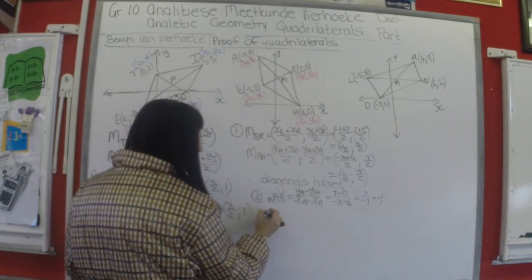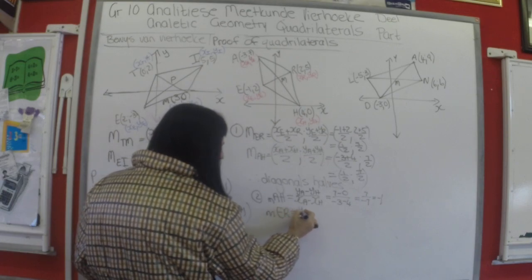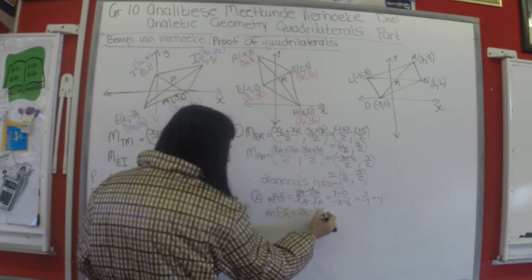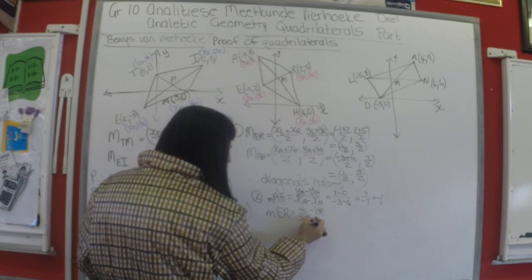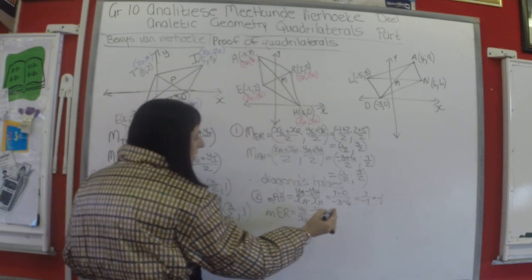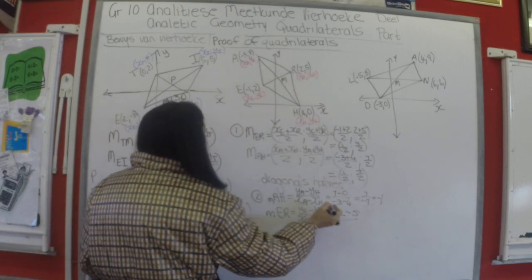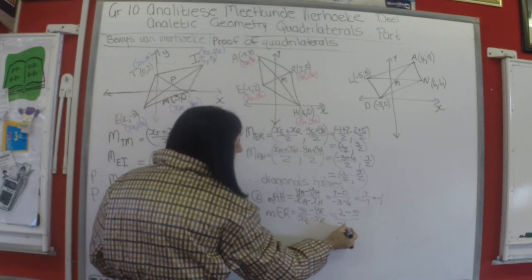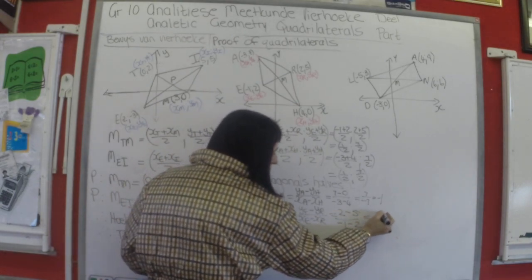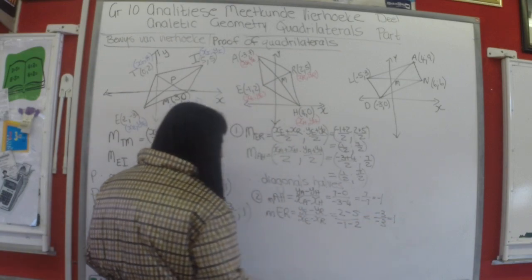Goed, ons gaan kyk na die gradiënt nou van ER, the gradient of ER, same, YE minus YR op XE minus XR. So, ons gaan kyk. Die y van E is 2 minus 5 op minus 1 minus 2. Okay, if we calculate that, that gives you minus 3 on minus 3, and that equals 1.